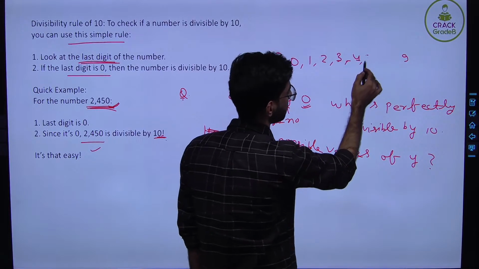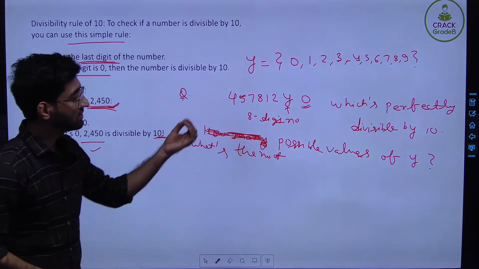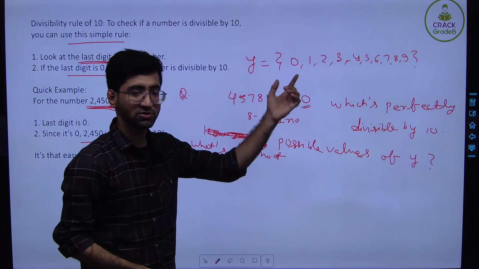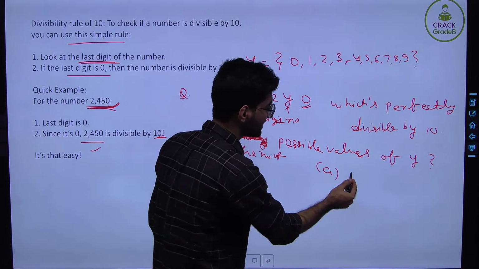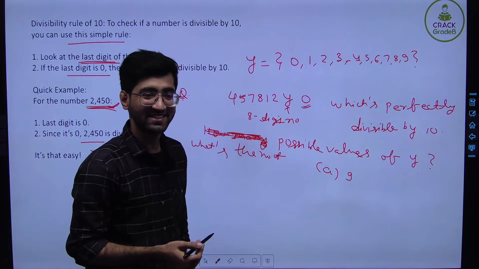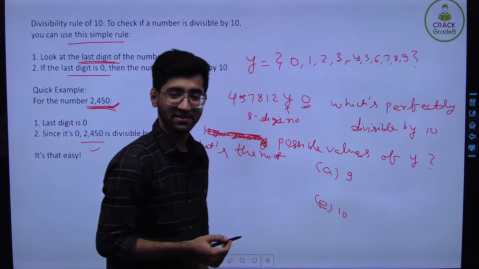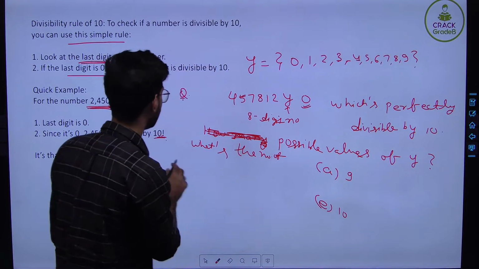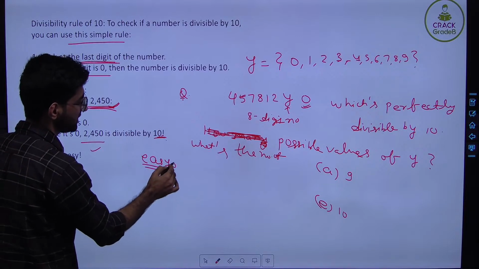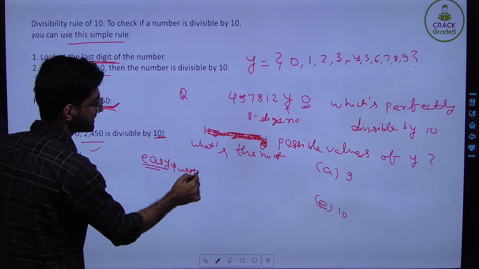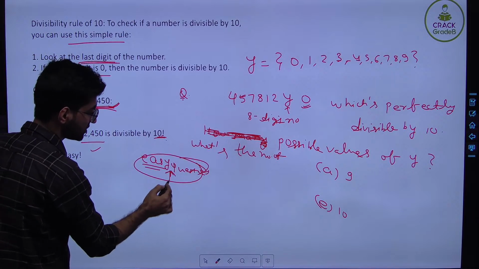3, 4, 5, 6, 7, 8, and 9. So what is the number of possible values of y? 10. See, in an exam, you will obviously get 9 in option A, right? And they will definitely put 10 in option E, right? So in an examination, you don't have to make mistakes in easy questions by doing silly mistakes, right? Because doing this definitely harms you a lot, right?